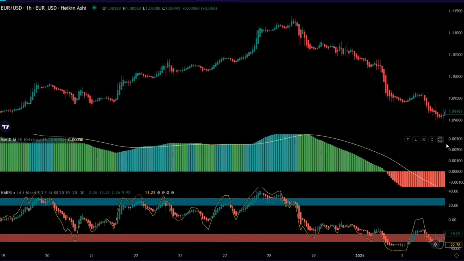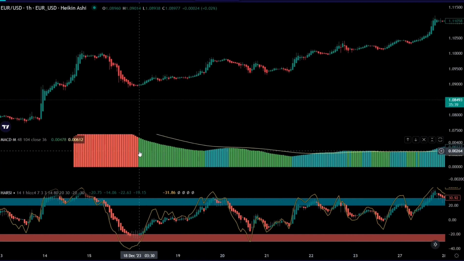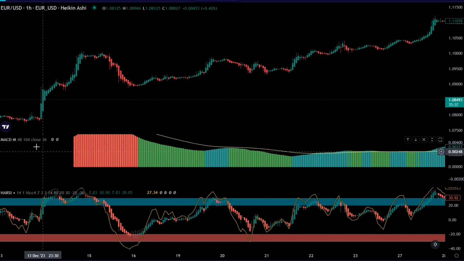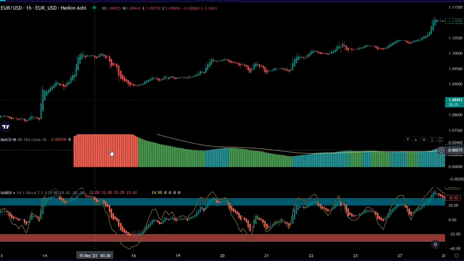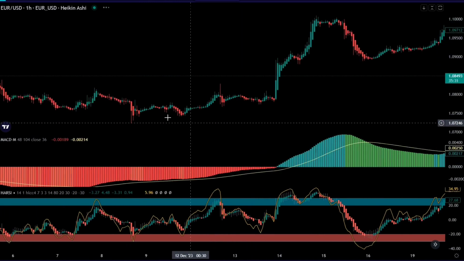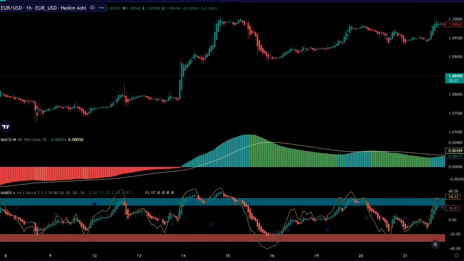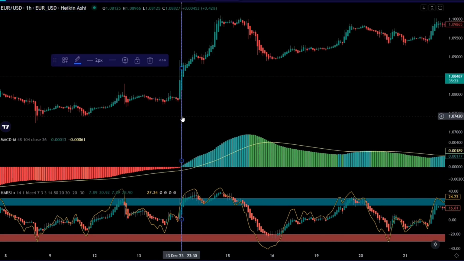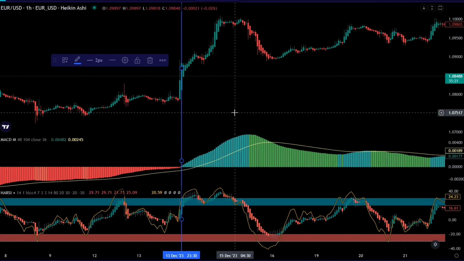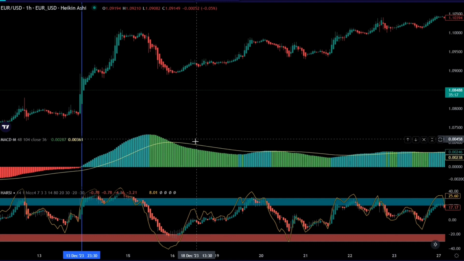So how can you use this strategy? When the color of the histogram of this MACD is green, you just need to find a long trade. For example, here the histogram changed from red to green, and next we just need to find a long signal.